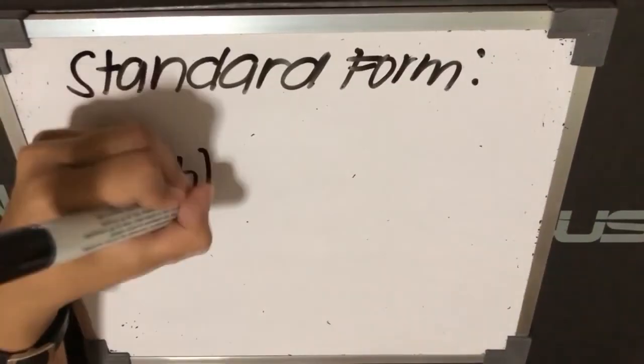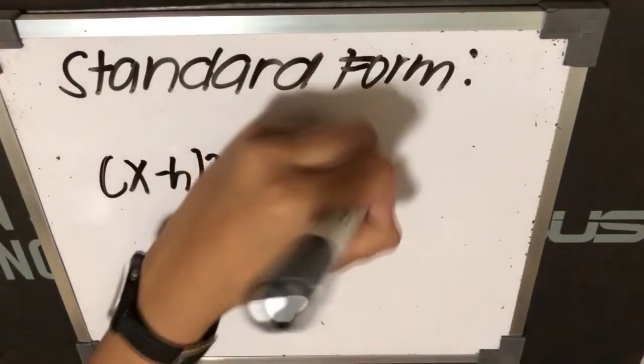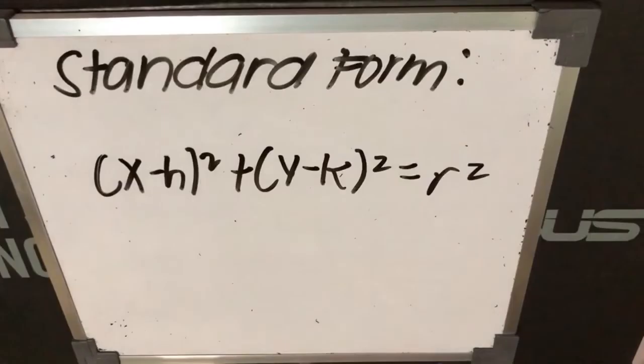And the standard form of an equation of a circle is (x minus h) squared plus (y minus k) squared equals r squared. Let's go to John for our next part.